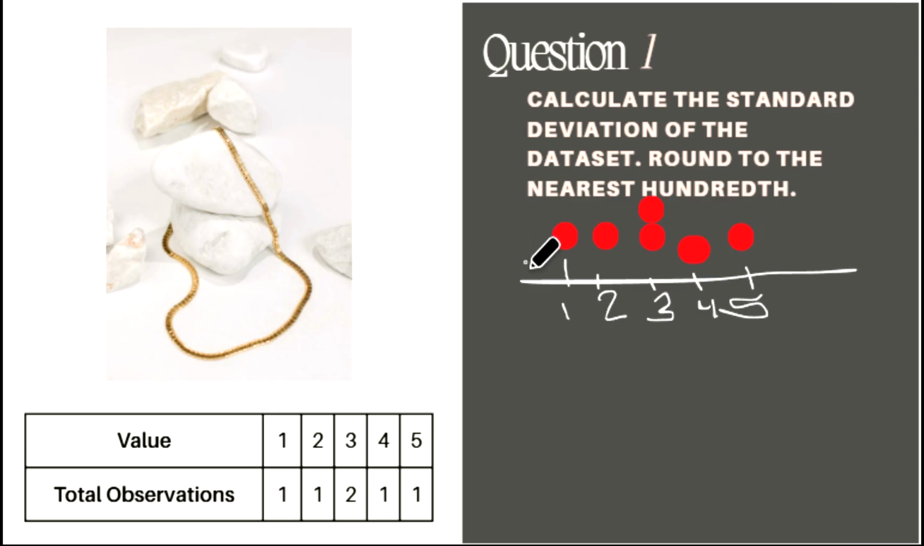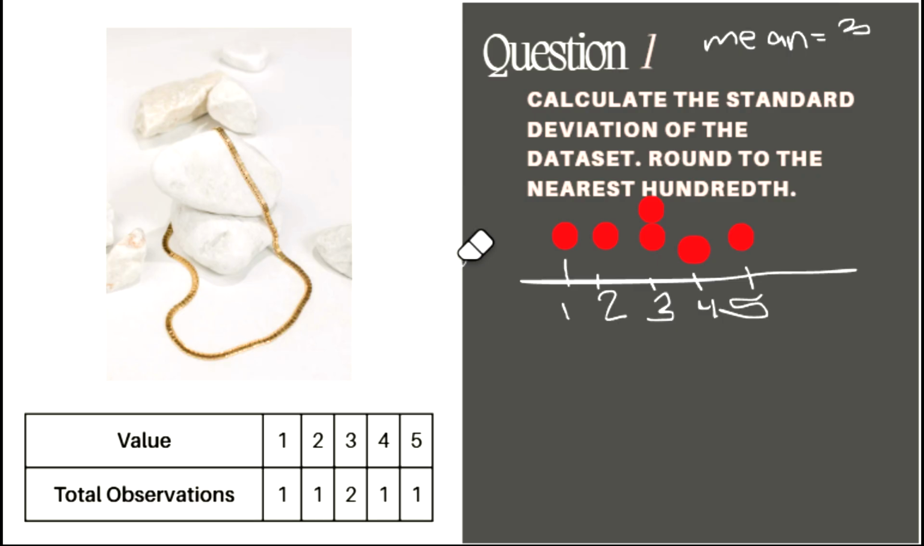Okay, so let's add all these together. Get my calculator: 1 plus 2 plus 3 plus 3 plus 4 plus 5 gives us 18, and divide that by 1, 2, 3, 4, 5, 6. 18 divided by 6 gives us 3. So our mean is 3.